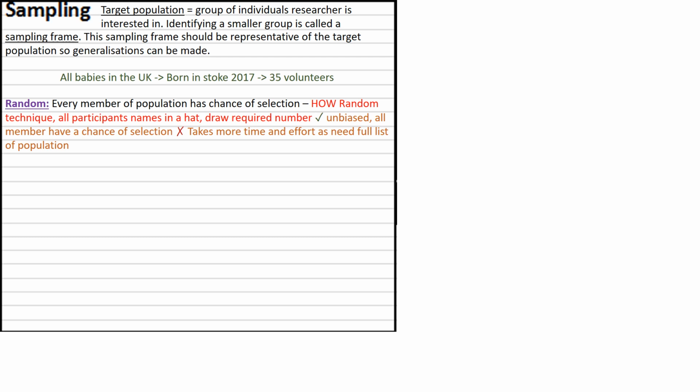If you're going to try and get a full list of the population, this can take considerable time, especially if your population size is large. So truly random samples, as I've said, aren't particularly common.